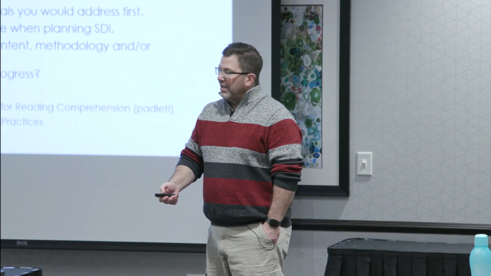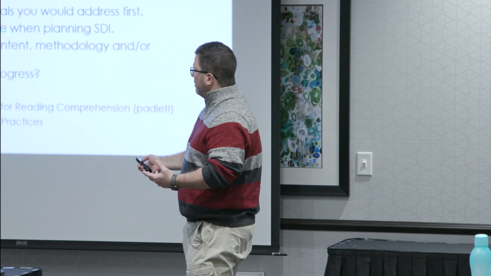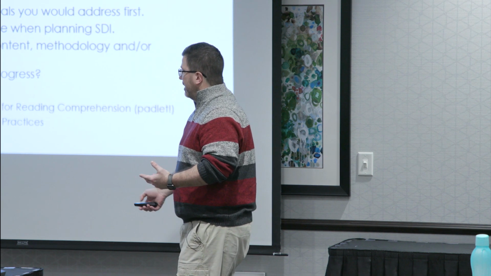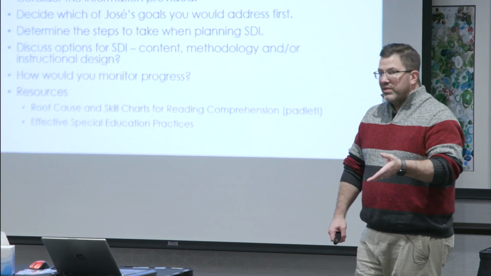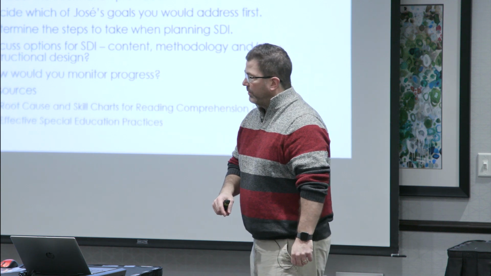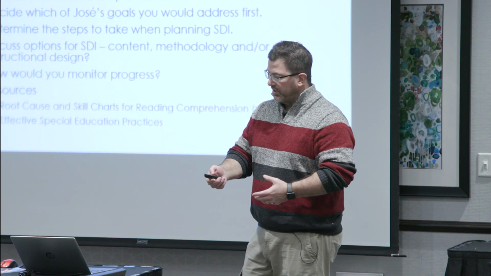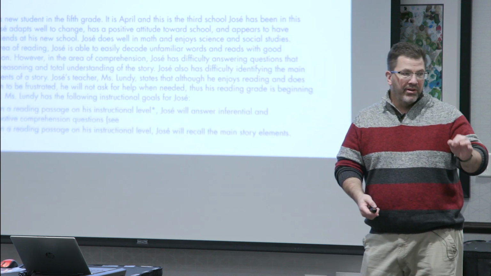We're going to look at the information we have, decide which goals we're going to address, look at the steps we're going to take when planning, options, and how we're going to monitor progress. There are resources in your Padlet that are kind of nice. There are root cause and skill charts. If the student's showing reading difficulties, there's a whole hierarchy of different ways to break that down into different aspects. That can be really helpful when you're trying to find the root cause of a problem, just to pull it back and look at depth. There's also some documentation on effective practices in special education. Those are all in the Padlet for us.